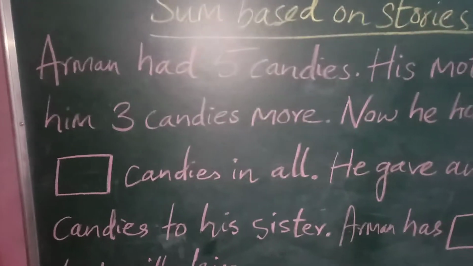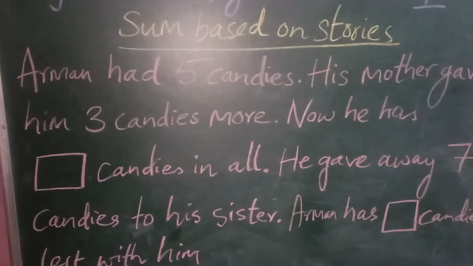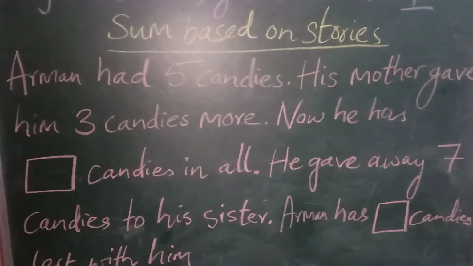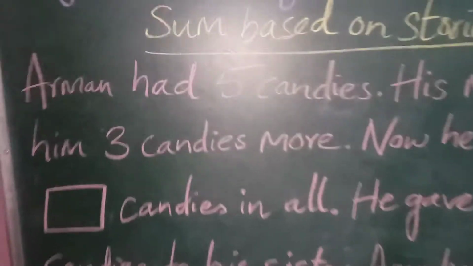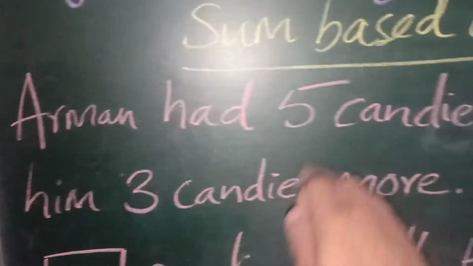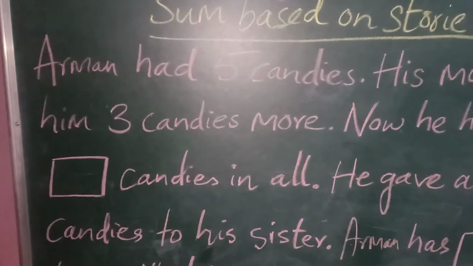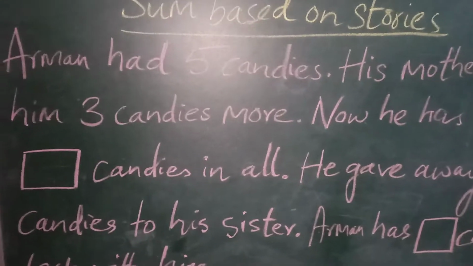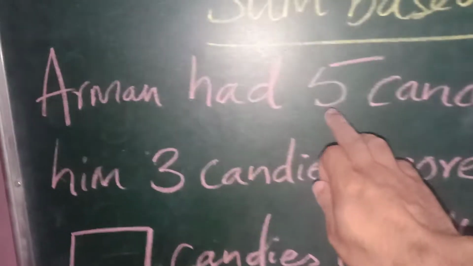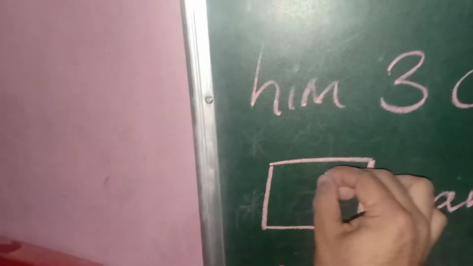Okay, Armand had 5 candies. So his mother gave him 3 candies more. So first Armand has 5 candies with him. Then his mother gave him 3 more candies. So now he has total number of candies will be, so if we add 5 and 3 we get 8 over here.